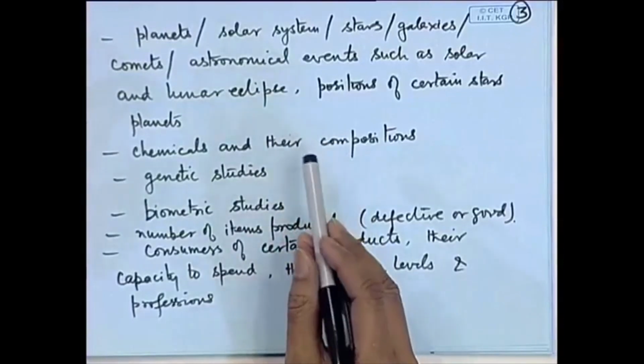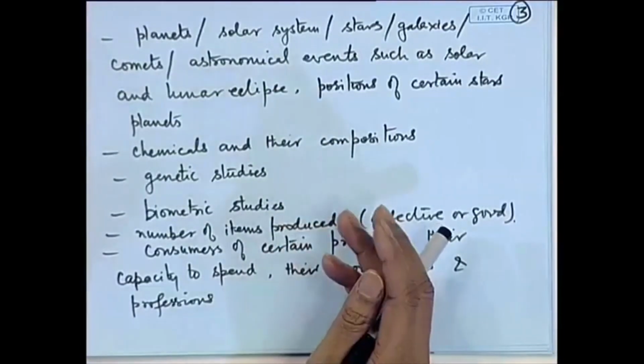The collection and utilization of statistics is not only done in the government sector or social sector, it is extremely useful in the sciences, engineering and technological studies also. For example, physics, chemistry, biotechnology, economics, everywhere the use of statistics is there.